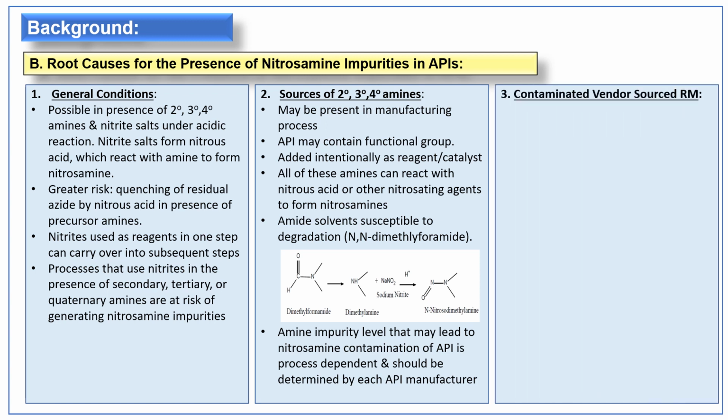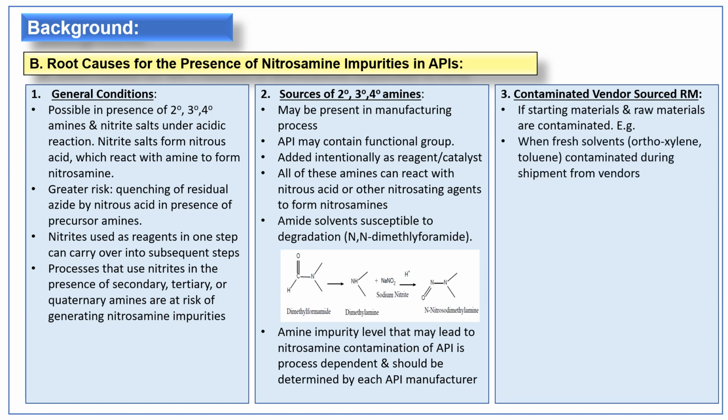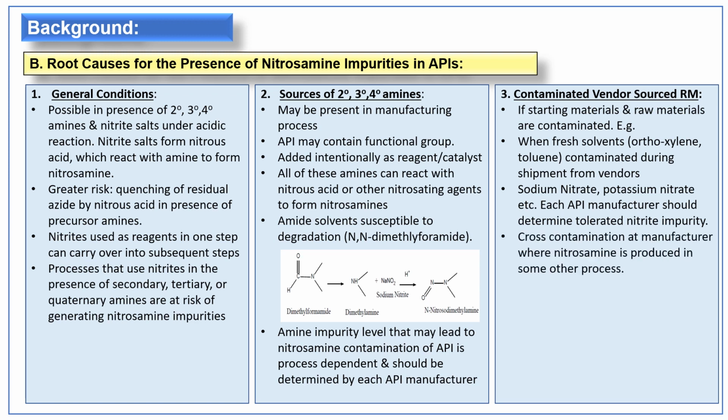The third thing is the contaminated vendor sourced RM. So if starting material and the raw materials are contaminated, like when fresh solvents are contaminated during shipment from vendors, sodium nitrite, potassium nitrite, etc. And each API manufacturer should determine the tolerated nitrite impurity limit. Cross contamination at the manufacturer when nitrosamine is produced in some other process, and awareness of supply chain is a must for RM for preventing the contamination.